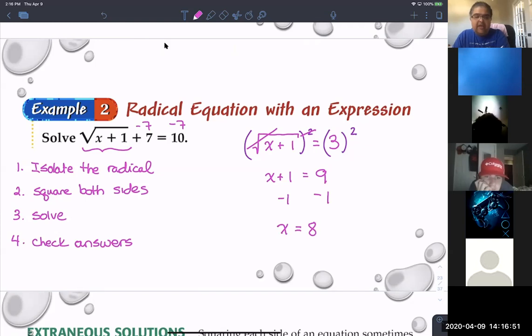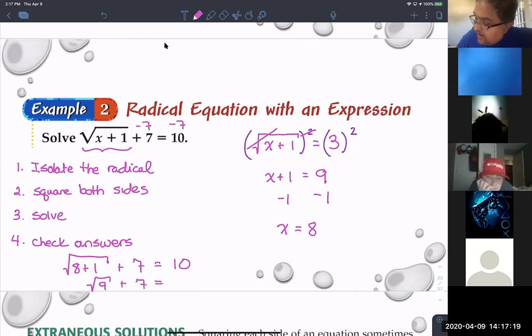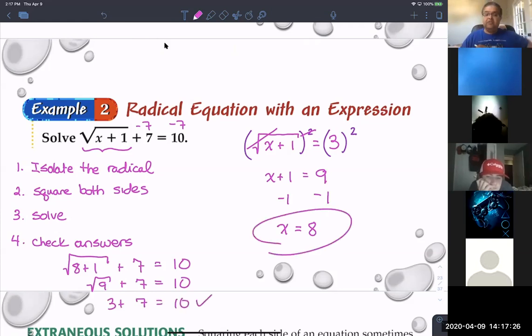Now, the unique thing when you're dealing with radicals is that you have to check to see if the answer is correct, because sometimes you may get an answer that does not work for the equation. Okay. So you're going to plug in 8 for x and see if both sides of the equation are equal. So 8 plus 1 is 9. Square root of 9 is 3. And since it works, then we say, okay, that's my solution.